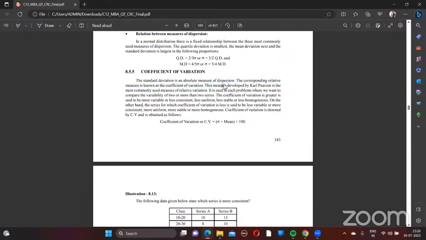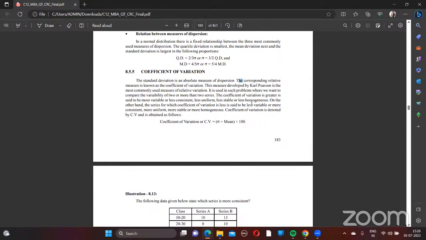You can see here as the corresponding relative measure is known as a coefficient of variation. This measure developed by Karl Pearson is the most commonly used measure of relative variation. That is the variation between two things. It is used in such problems where we want to compare the variability of two or more than two series. So two or more than two products, you want to find out the consistency, then this can be applied.